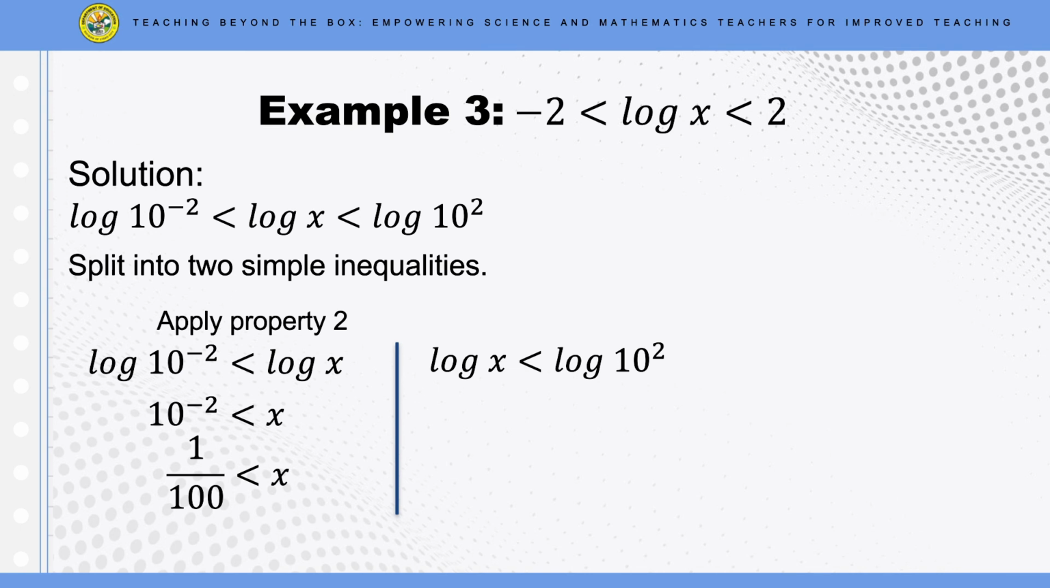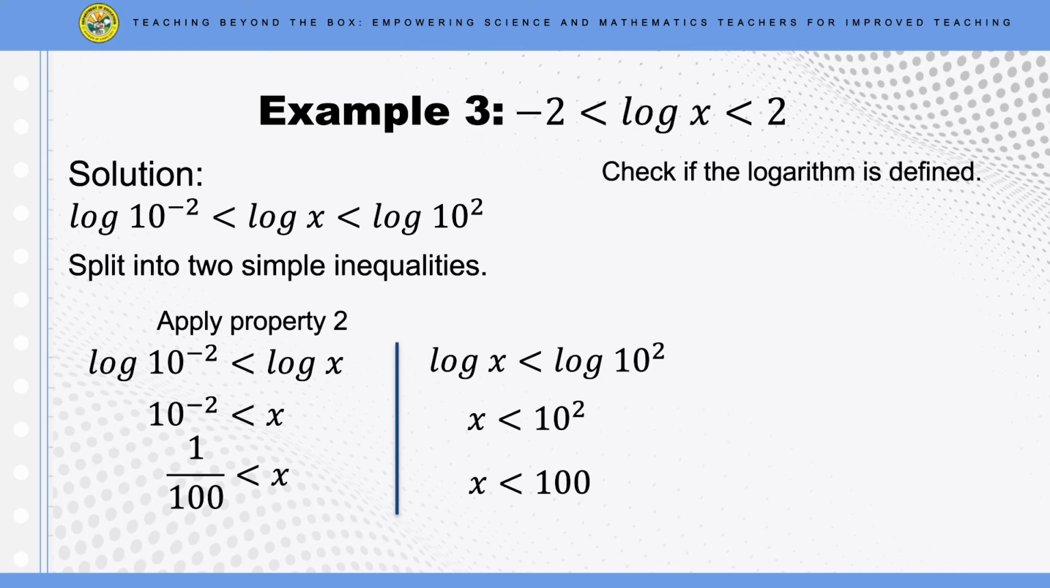Also, let us take this part of the inequality. That is, the logarithm of x is less than logarithm of 10 raised to 2. Simplifying, we have x is less than 10 squared, or x is less than 100. Now check if the logarithms are defined. That is when x is greater than 0.